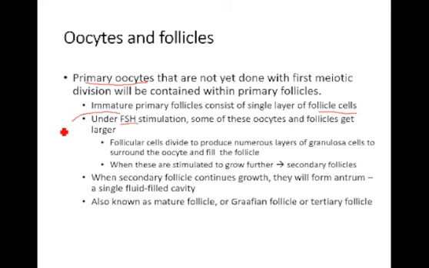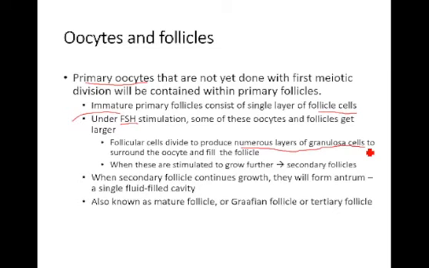Hormone. So this hormone is being secreted by your brain, the pituitary gland. And then some of the oocytes, the immature oocytes and follicles, will be stimulated, and they will just grow bigger and bigger. So they will continue to grow until a level where the follicular cells can be divided to produce numerous layers of granulosa cells. This is another type of cell, but they are just divided from the follicular cells.